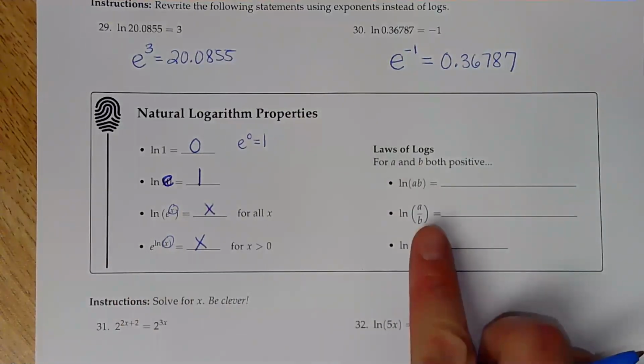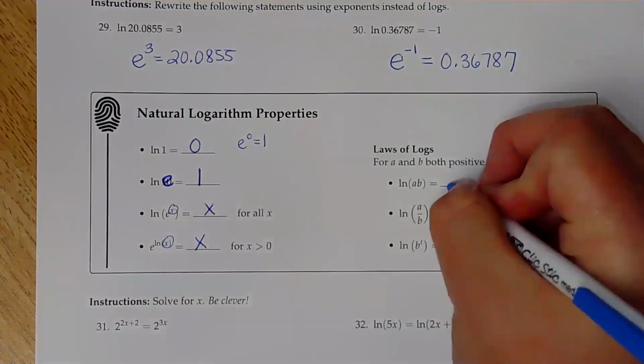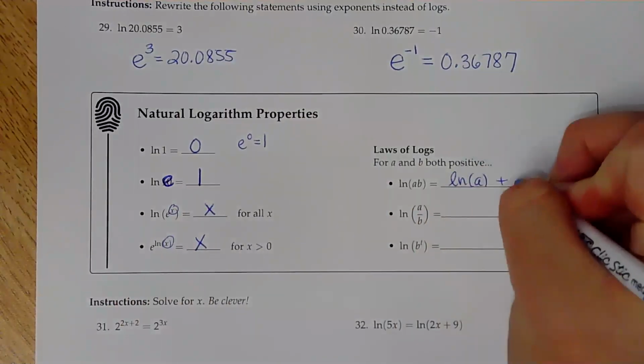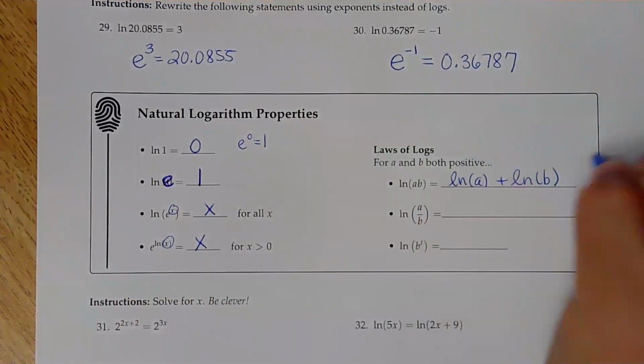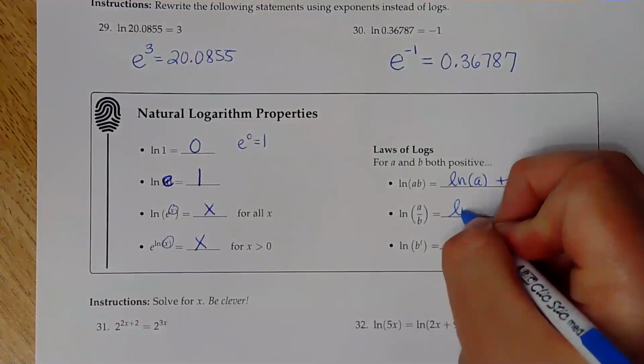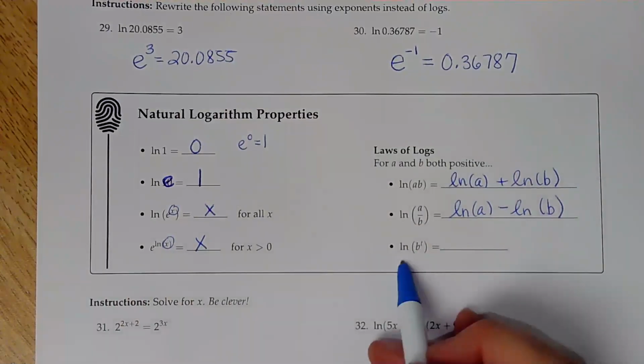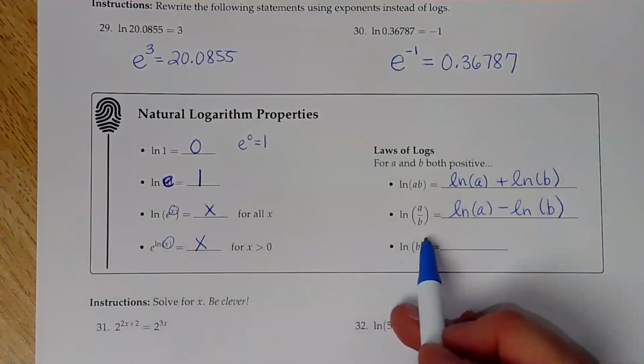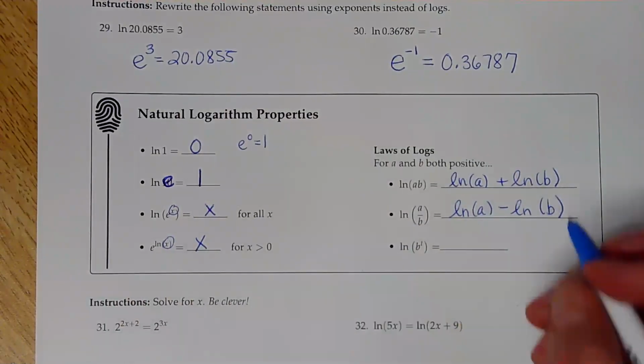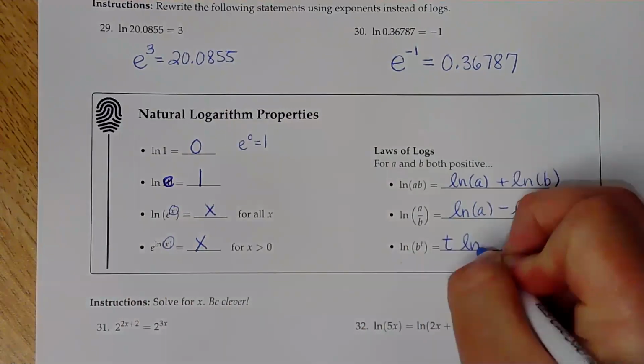And the laws of logs remain the same. So ln of AB is ln of A plus ln of B. ln of A divided by B is ln of A minus ln of B. And then ln of b to the t, same deal as before. We bring that t down in front, so we get t ln of b.